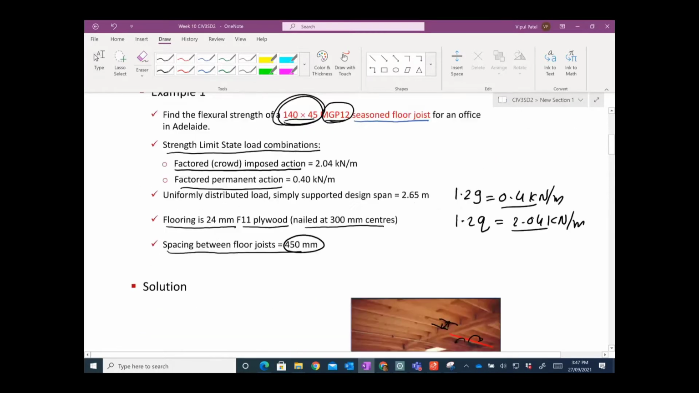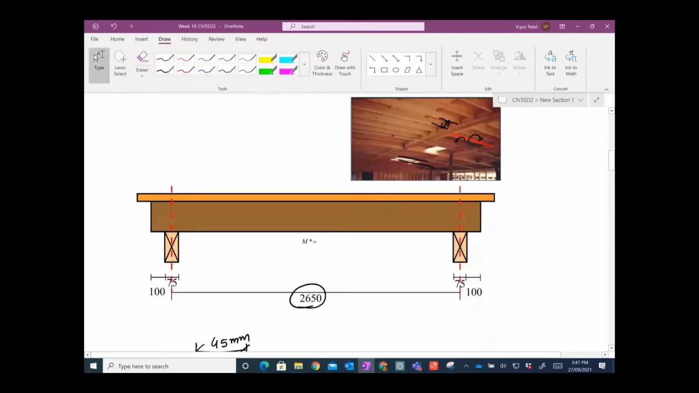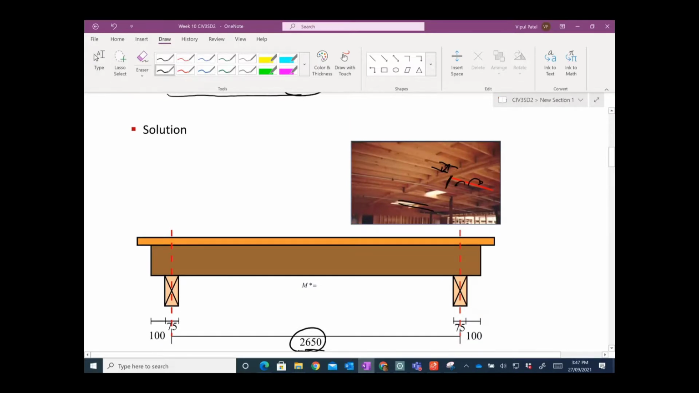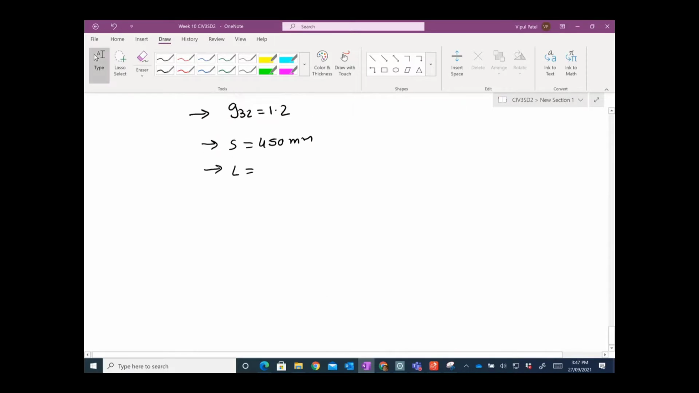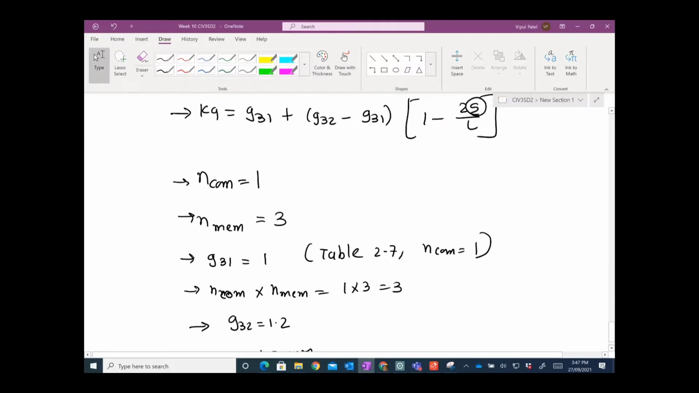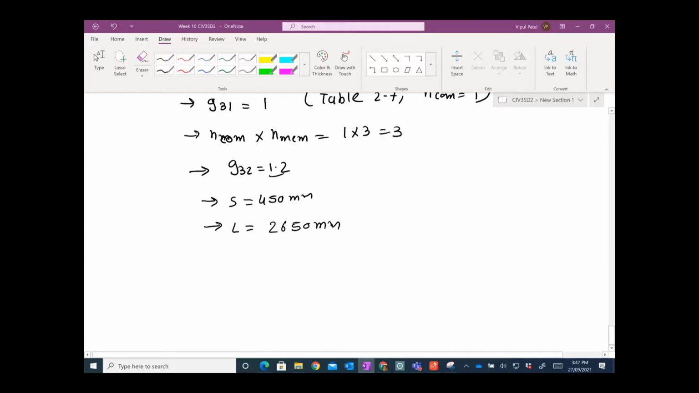The length is given to us as 2650, from here to here, which is 2650 millimeters. Now we are in a position to calculate all of this. G31 is 1, G32 is 1.2, minus 1, minus 2 times 450 on length 2650.